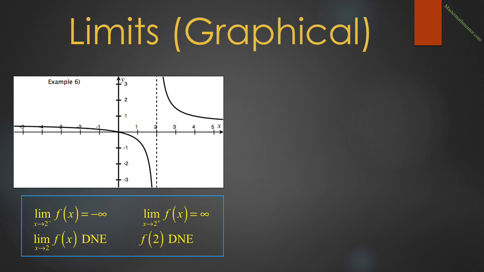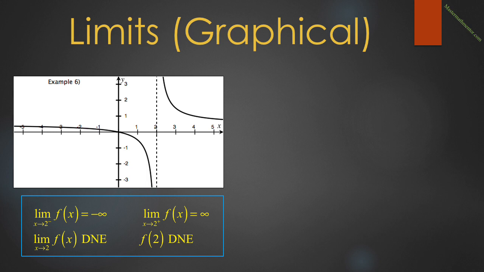This graph has a vertical asymptote at x equals 2, and therefore the limit of f of x as x approaches 2 does not exist. However, if we look at the left-hand limit, we can say that the limit of f of x as x approaches 2 from the left equals -infinity. That is a shorthand to say that this graph goes down forever. Its limit still does not exist, but saying that it equals -infinity gives a bit more information.